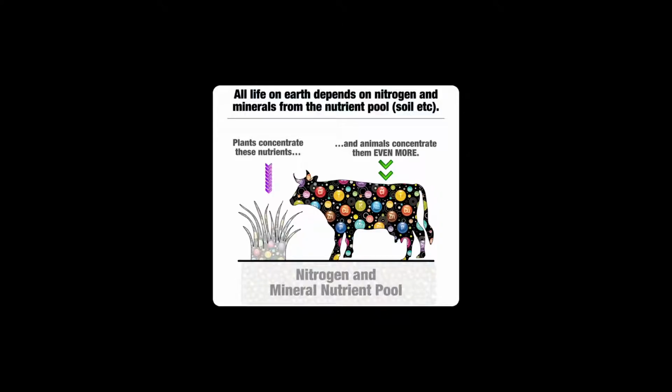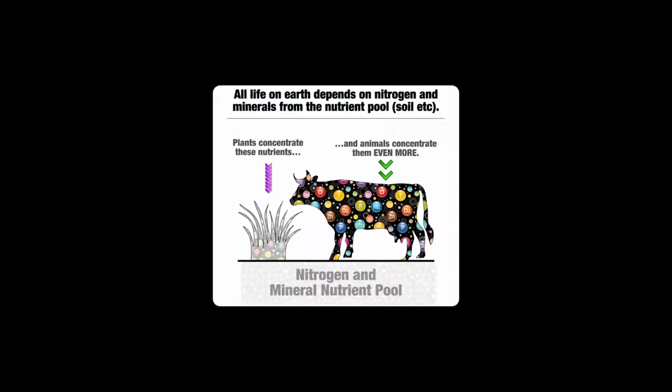Plants concentrate nutrients from soil. They are absorbing nitrogen and minerals and concentrating them in their bodies. But they are limited by how far their roots can reach, so they can only concentrate so much. Animals don't have this limitation. They can walk around and eat all the plants they want, so we see even higher concentrations of nitrogen and minerals in animals. This is called bioaccumulation or biomagnification.